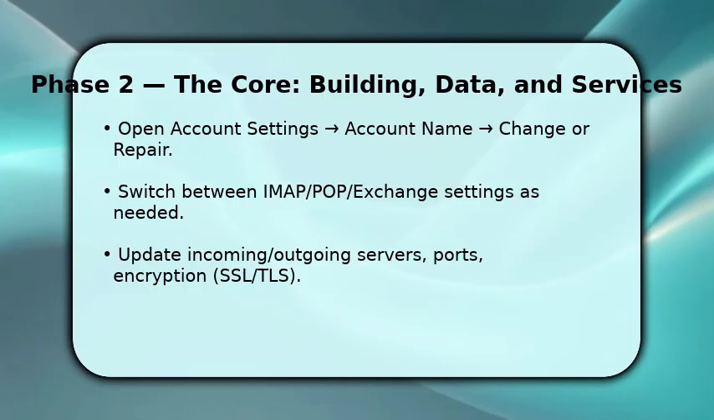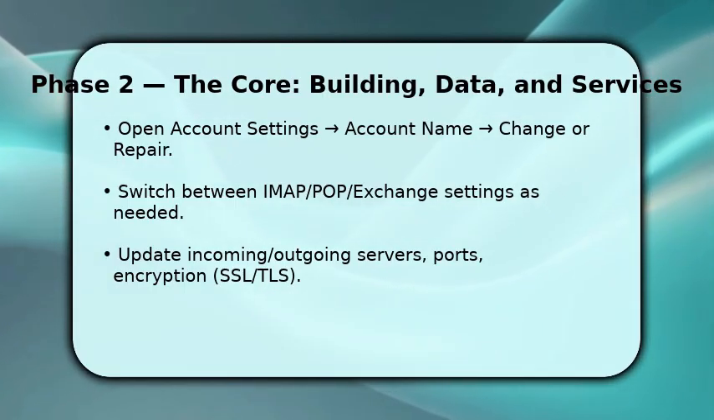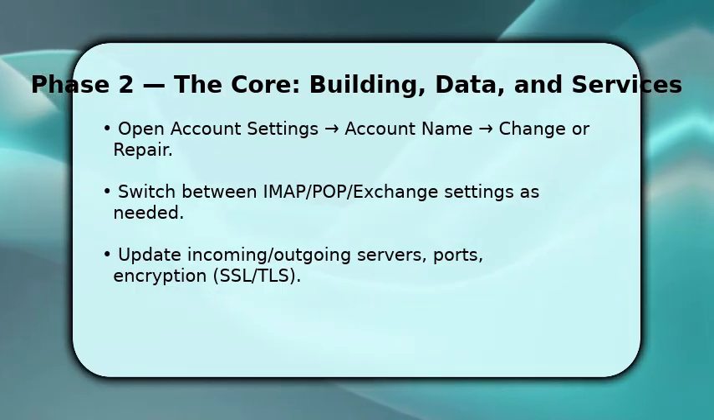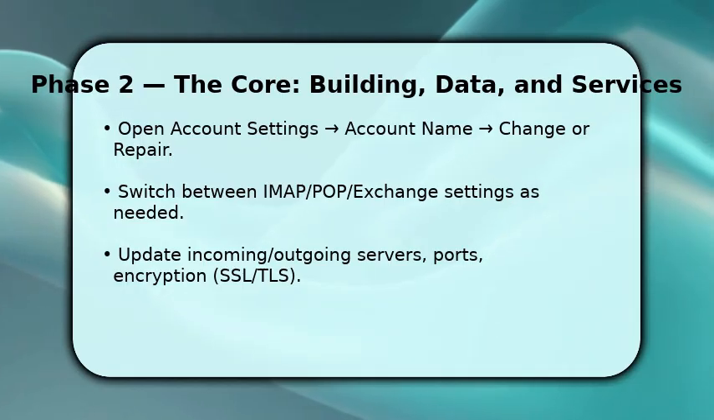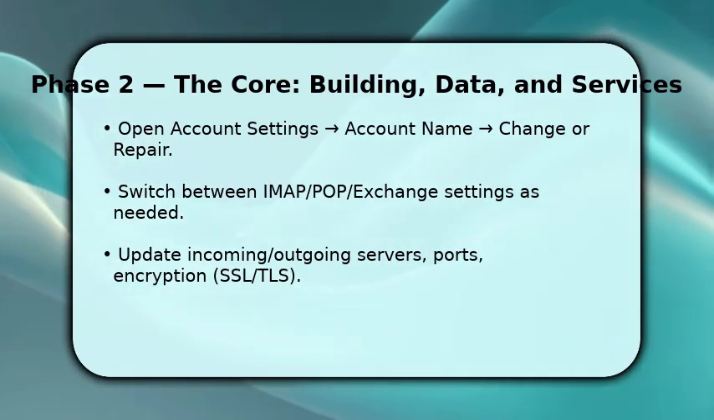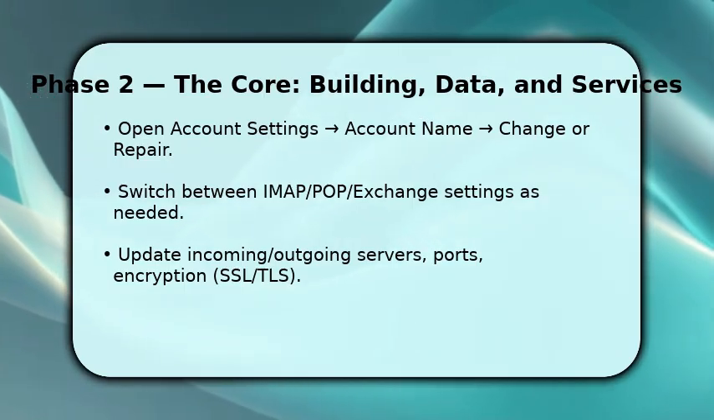Next, you edit the account itself. Go to Account Settings and select Change to update incoming/outgoing servers, ports, and encryption. This matters because wrong ports block mail. If you need Exchange or Office 365, choose Exchange and use Auto Discover where available to simplify setup.